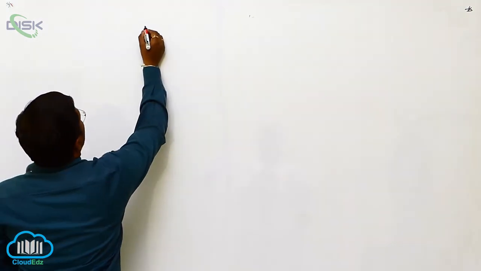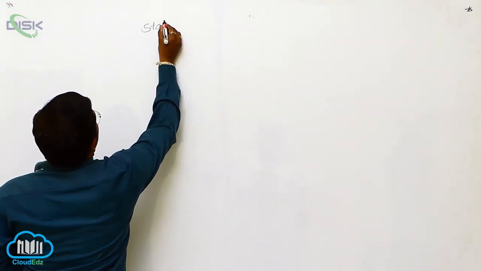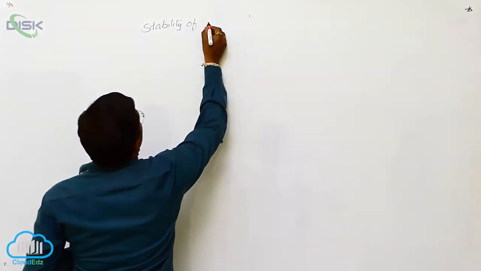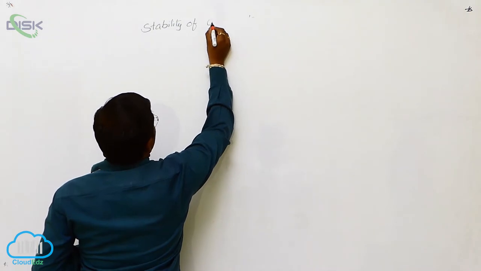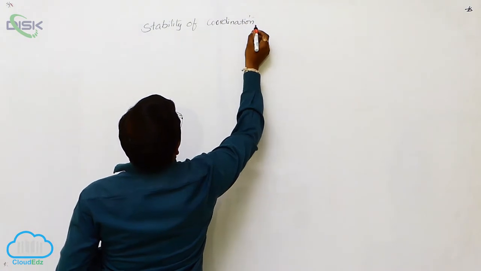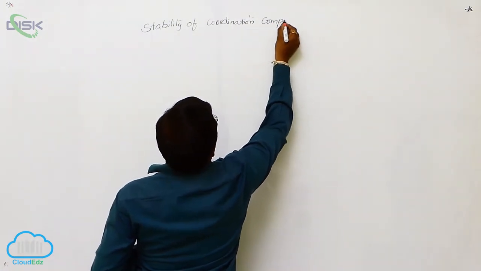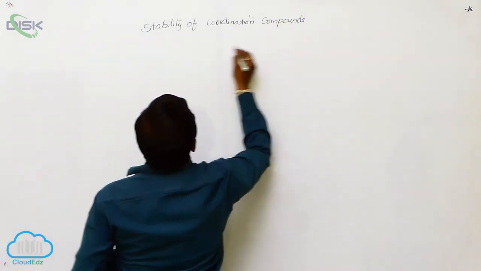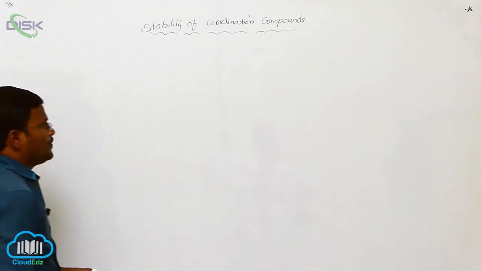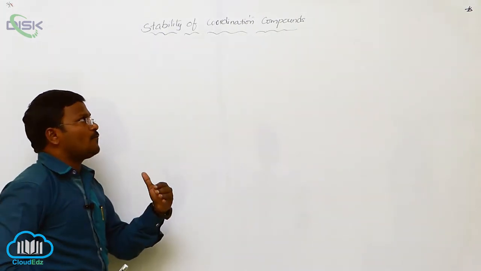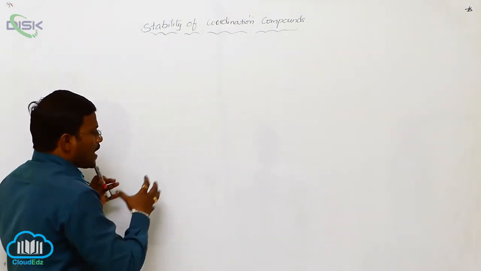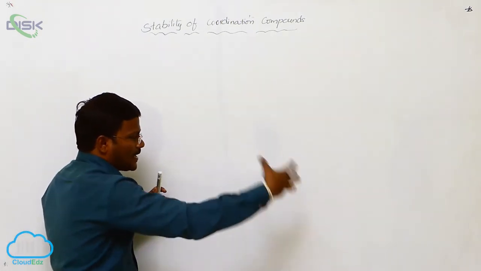And the next concept is stability of metal complexes or coordination complexes. Stability of coordination complexes or coordination compounds. Here, during the preparation of coordination compounds, in the liquid state, the metal ions or metal atoms are added with ligands.